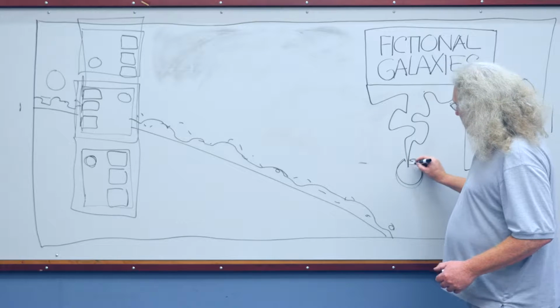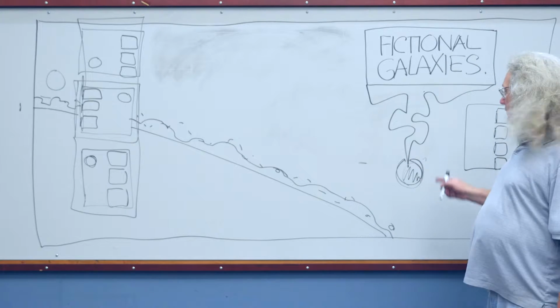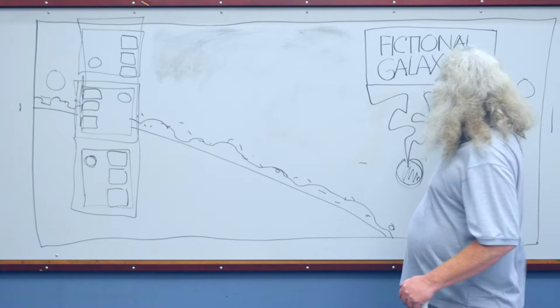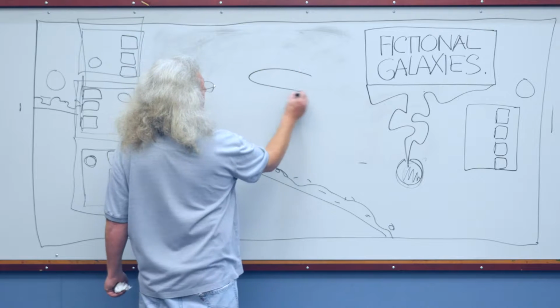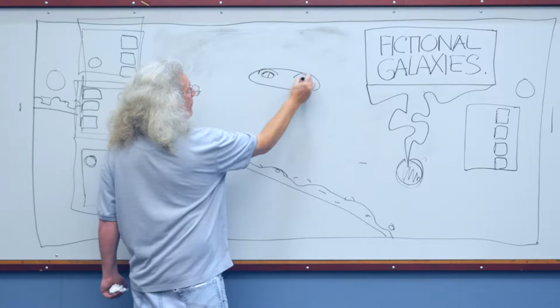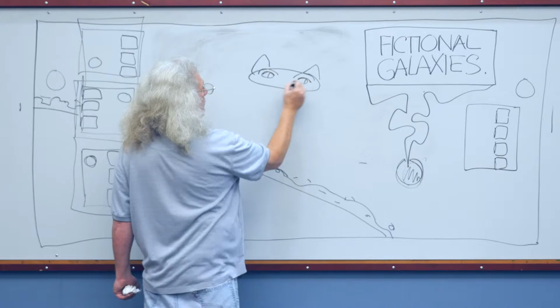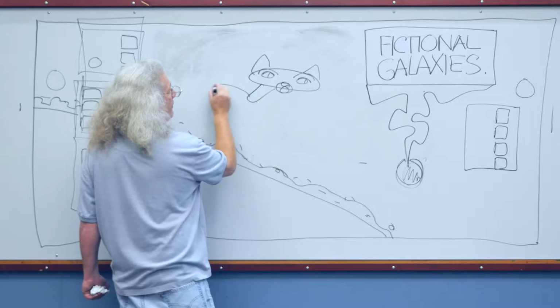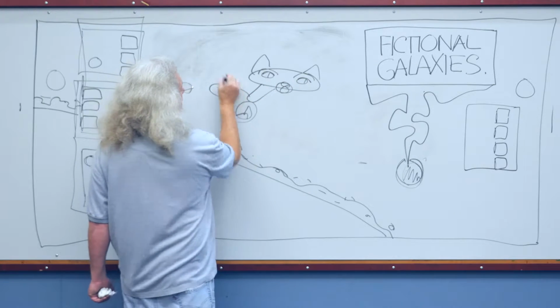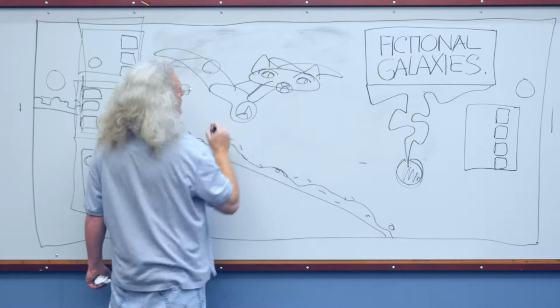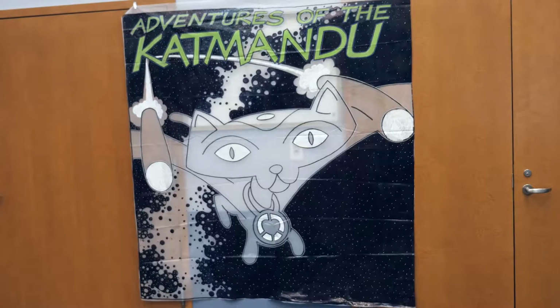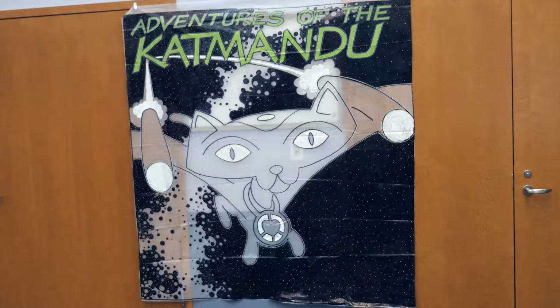This is a porthole to another galaxy, right? If you go through there, you're in another galaxy. They're fictional. So now what happens is, in Fictional Galaxies, the main character is the Kathmandu, which is a ship shaped like a cat, which is basically the yellow submarine and the Starship Enterprise put together, okay? And on the Kathmandu, all manner of things happen.